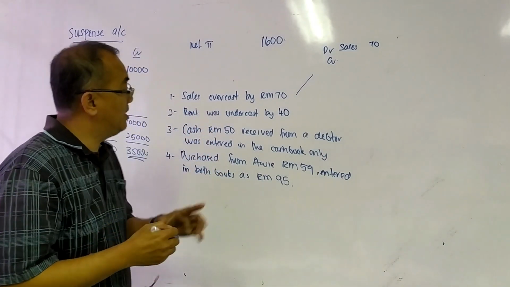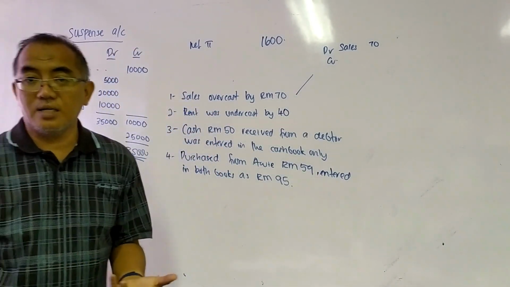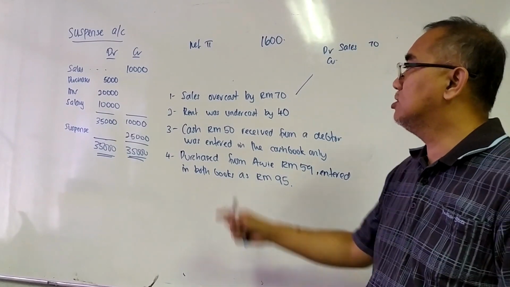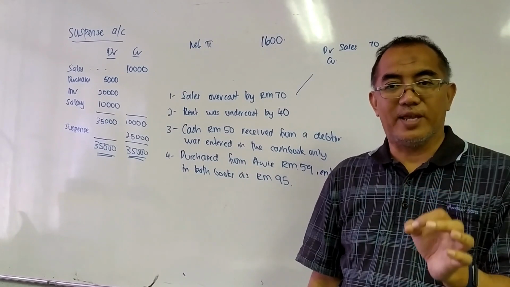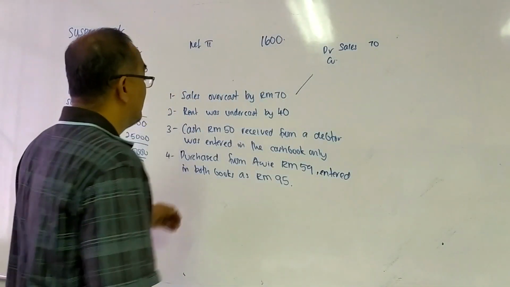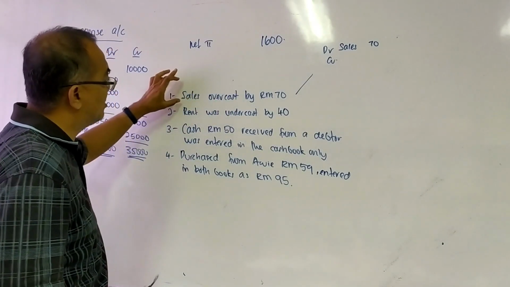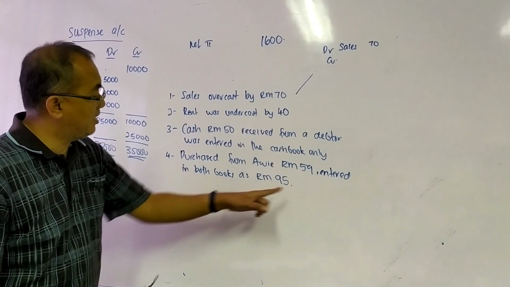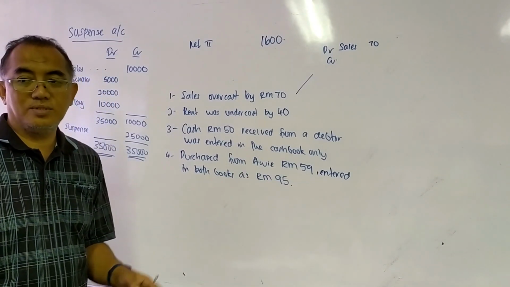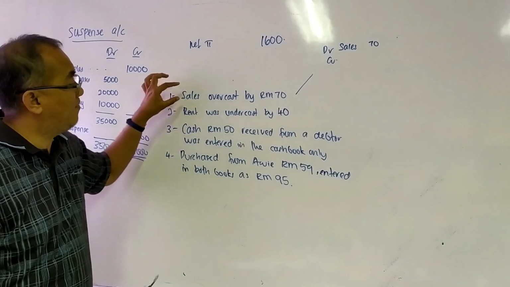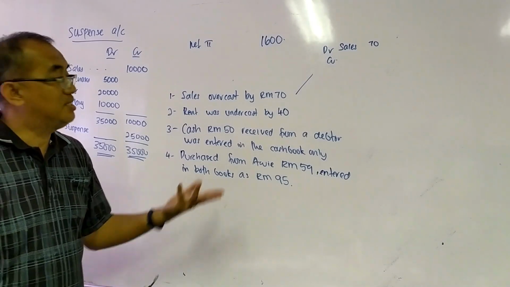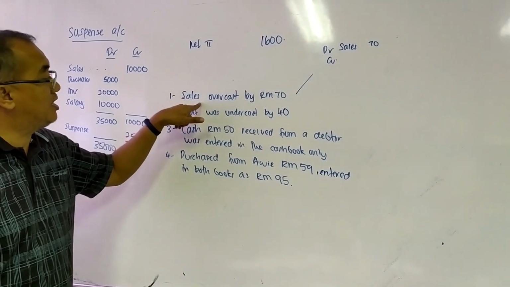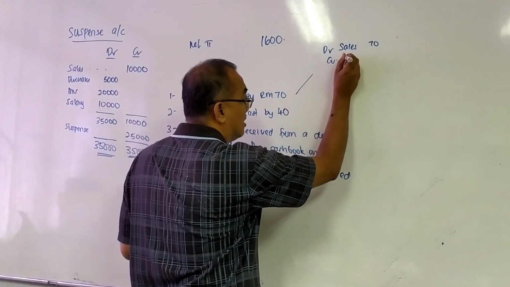Later, when you see the words overcast, undercast, over-recorded, under-recorded, over-calculated, under-calculated, that is most probably suspense. Because there's not much information here, you just know that your sales are overcast, so you just need to reduce them. Unless the information is like this: purchase from Awi 59, entered in both books as 95, this is not a suspense. But here there's no other information that requires you to be on the debit side or the credit side, so you just hang it here. So it will be suspense.